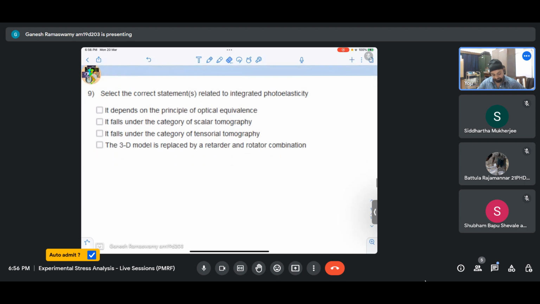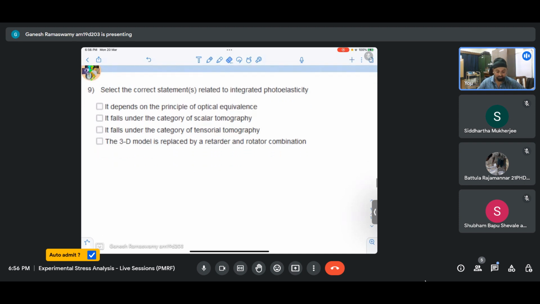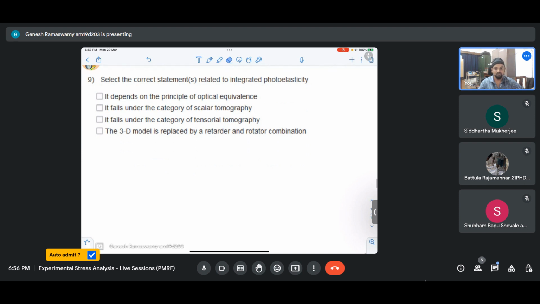Select the correct statements related to integrated photoelasticity. It depends on the principle of optical equivalence. It falls under the category of scalar tomography. It falls under the category of tensorial tomography. The 3D model is replaced by a retarder and rotator combination. So yes, as we discussed, it depends on it. Essentially, it is founded on the concept of optical equivalence.